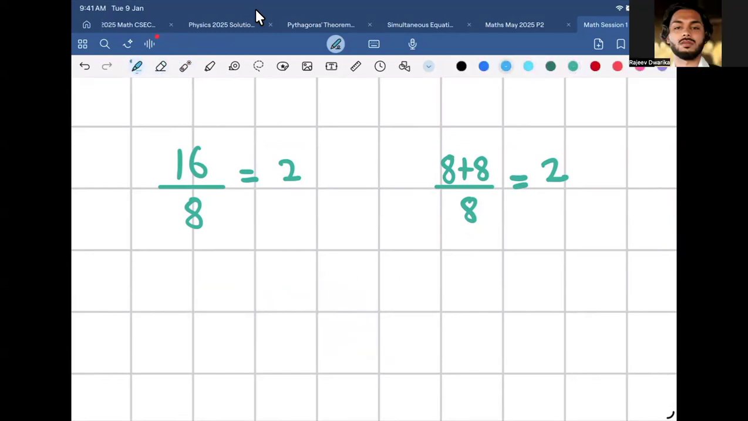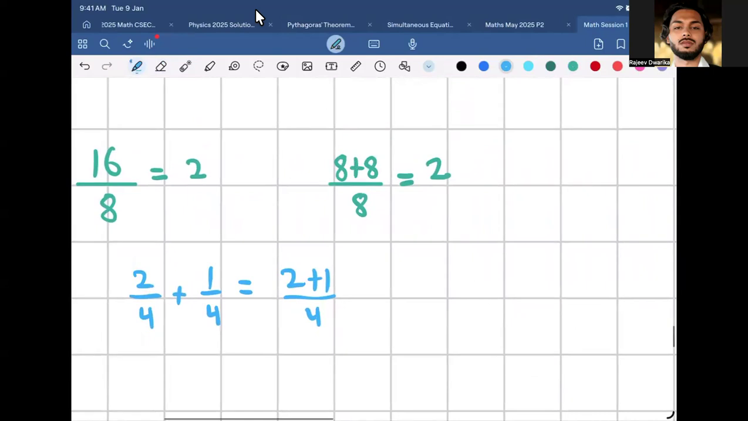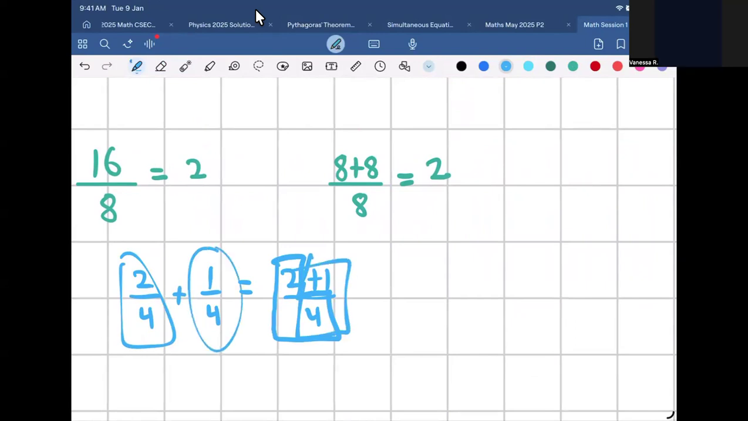Think standard 5 maths. Imagine if you had 2 over 4 plus a quarter. What would that be equal to? 3/4. And that would be equal to 2 plus 1 over 4. So I want you to think like that, but for this question. Notice, I could split this up into 2 over 4 and 1 over 4.